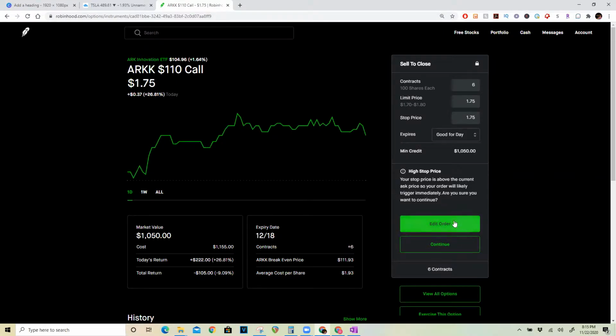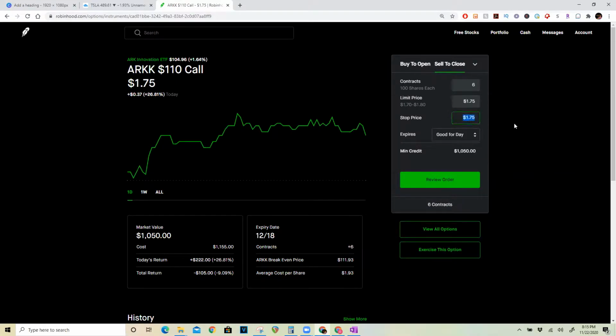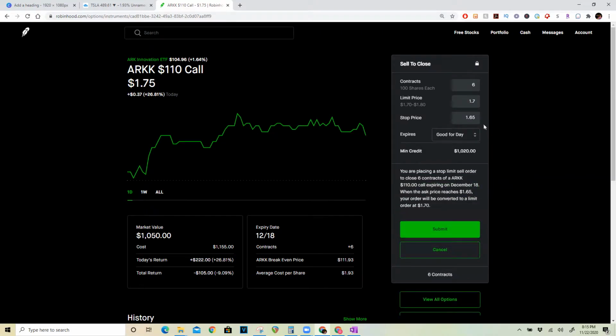Okay, so what you actually want to do is set it up below your bid price, so 165 for example, and set your limit price to say 170. That way what will happen is if the ask price drops from 180 to 165, it will immediately set up a limit order at $170 so that all your contracts get sold off at 170.